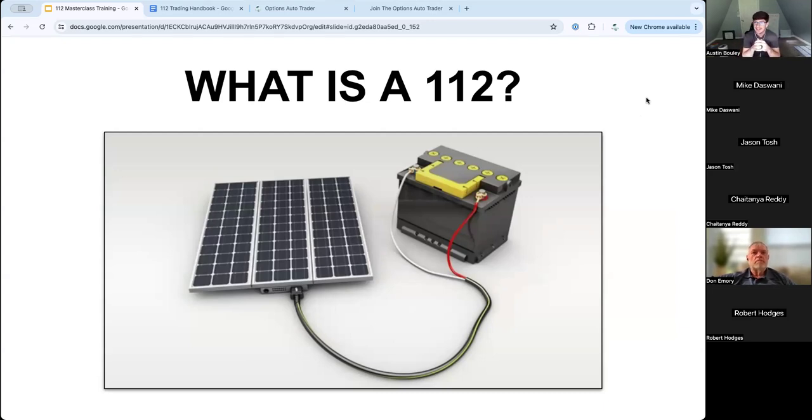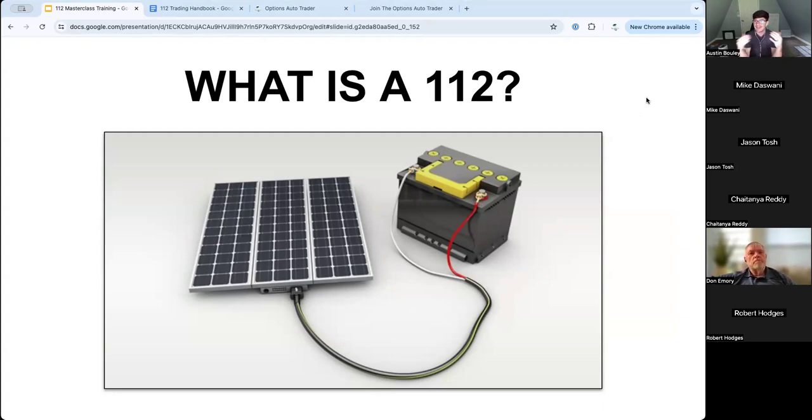I don't know if many of you did this in school, but I tend to like them, maybe because I'm a guy and I like touching things. But anyway, our object lesson here is a solar panel, and this is one of the best ways I can think of to describe what a 112 is.